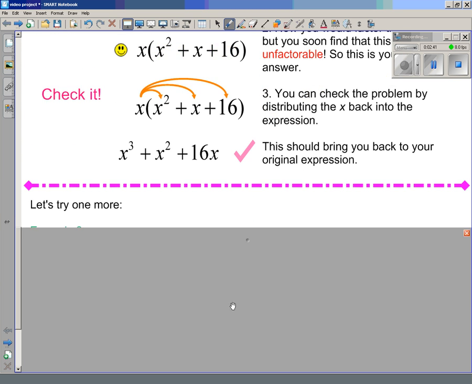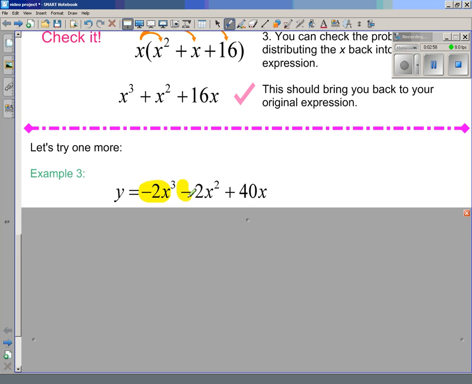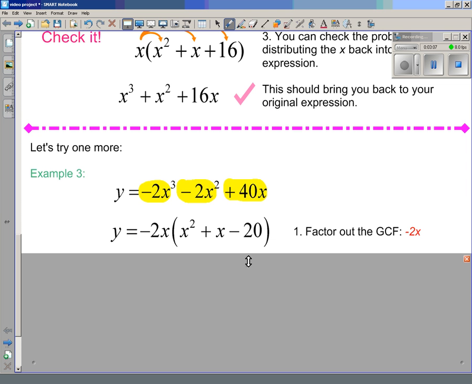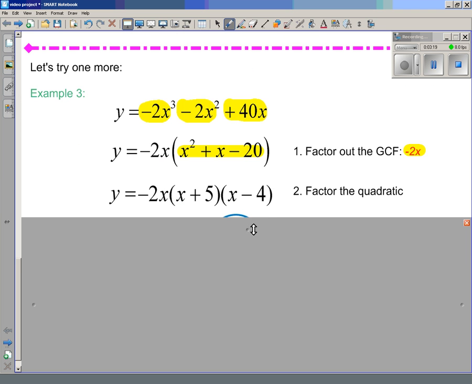Let's try one more. For this one, we start off with the equation y equals negative 2x cubed minus 2x squared plus 40. Now, the greatest common factor in this is actually negative 2x. And then when we take negative 2x out of positive 40x, it goes down to negative 20. Then we take this quadratic equation and we're going to factor it. And you should get negative 2x times x plus 5 times x minus 4. This is your final answer.